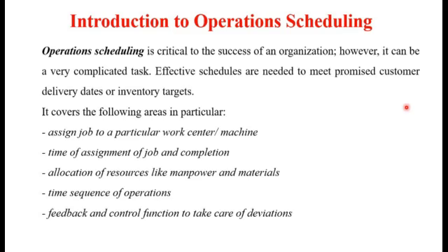Then the time sequence of the operations, and the feedback and control function to take care of deviations. In order to avoid deviations in the production or in the delivery time, the feedback and control function is very important, and operation scheduling helps in this area as well.